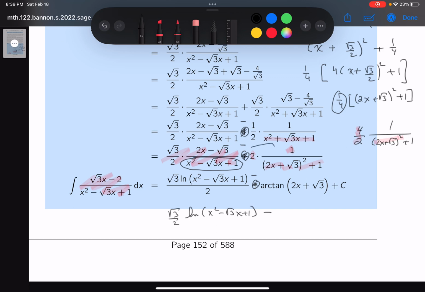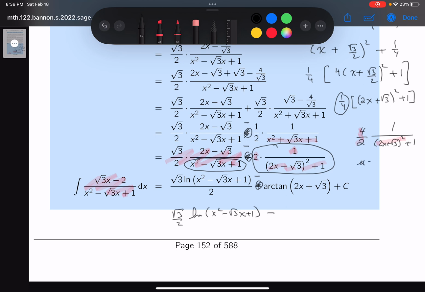Minus, let's do the second guy. I want to do this one over here. And I would recommend u substitution on that. And u would be equal to 2x plus root 3. du would be 2 dx. Well, I would see that immediately, by the way. So really what I'm looking at is a very simple integration, which looks like this over here.